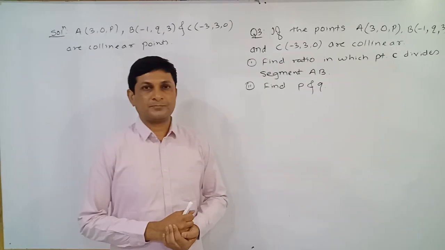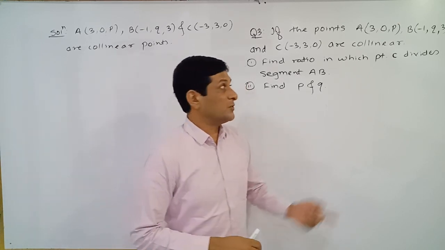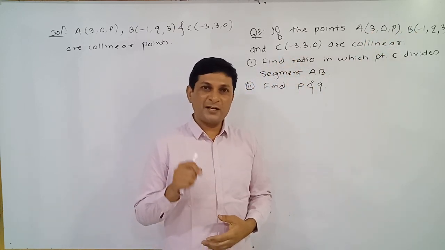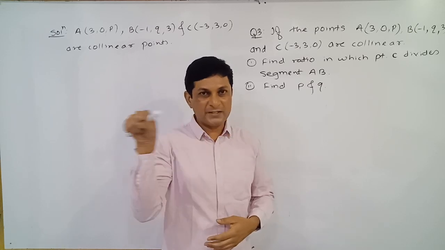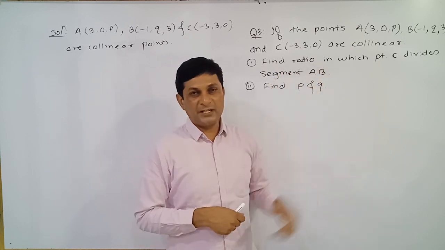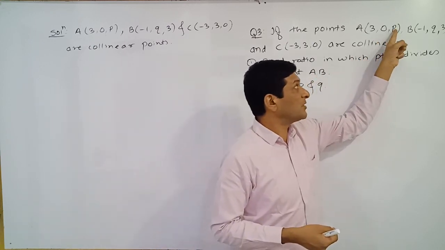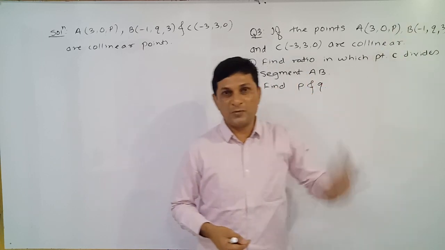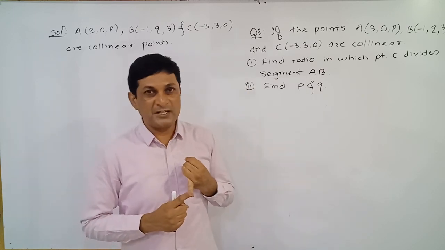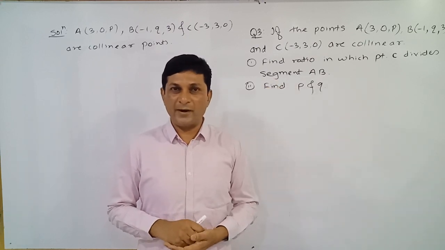See, in question number 3, coordinates of 3 points are given to us. Coordinates of points A, B and C are given, where it is given that these 3 points are collinear. Collinear means these 3 points lie on what? Same line. Now using this condition, the question is to find the ratio in which point C divides segment AB, and the second part is to find the unknown values P and Q. Here one unknown value P is there and here one unknown value Q is there. So first we have to find the ratio in which point C divides segment AB and the unknown values P and Q, which are given somewhere in the coordinates.